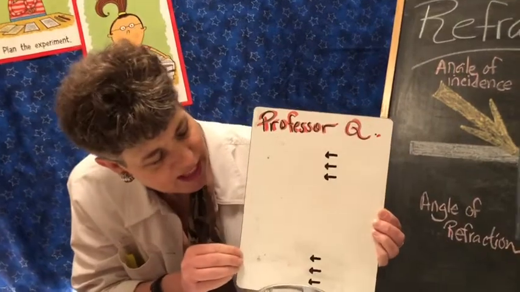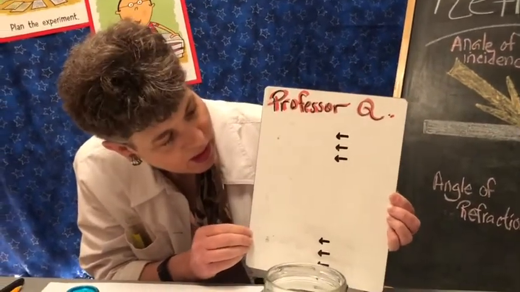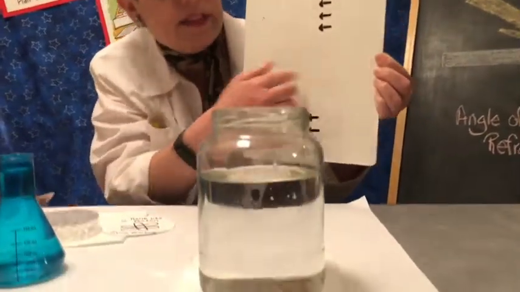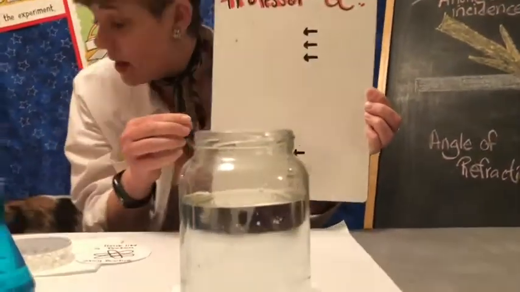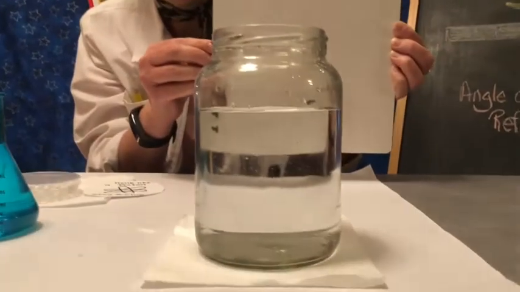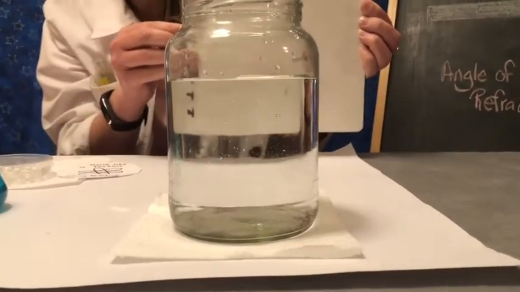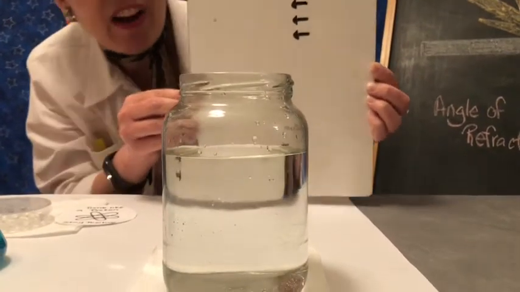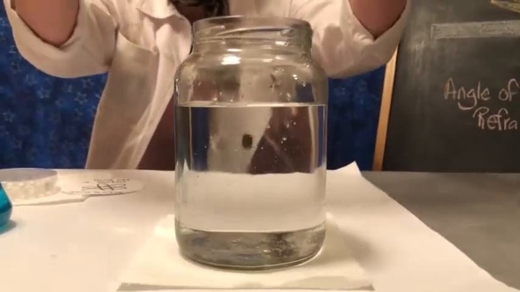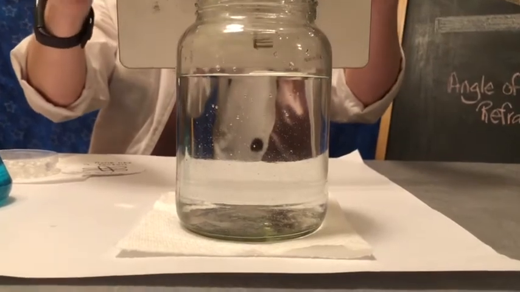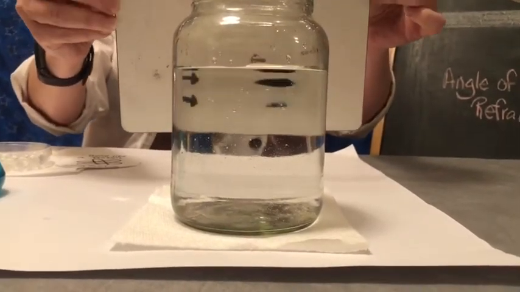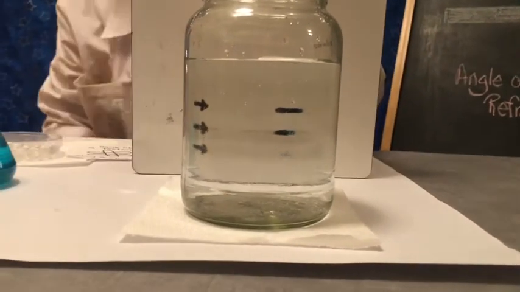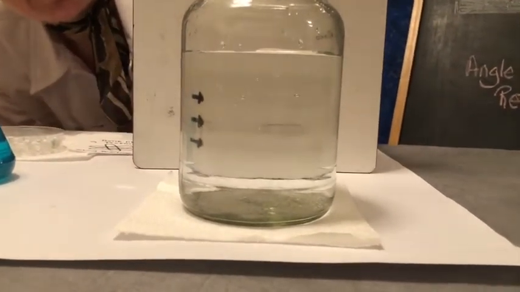And so by doing that, I want us to carefully observe what happens when I place these arrows behind the water. Okay? What do you think? Go ahead at this time and make your prediction. All right, here we go. What do you see?